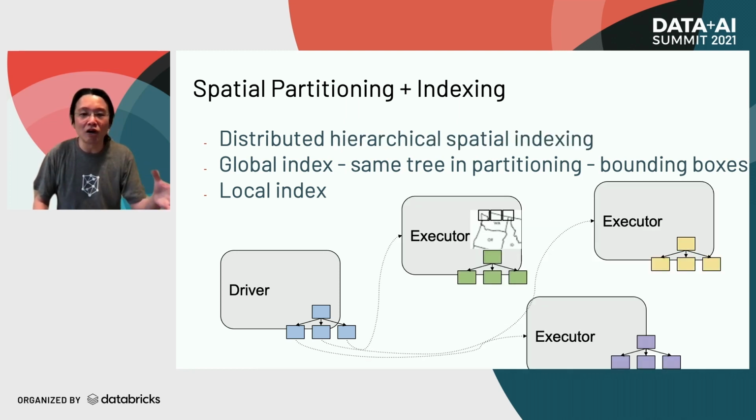And then further on, you're going to be looking at each of these boxes in the region and having the smaller grain tree getting built on the executor itself as you execute the Spark job. So as a result, you get a hierarchical spatial indexing effect here, leveraging the same tree that was used for partitioning in the earlier step.